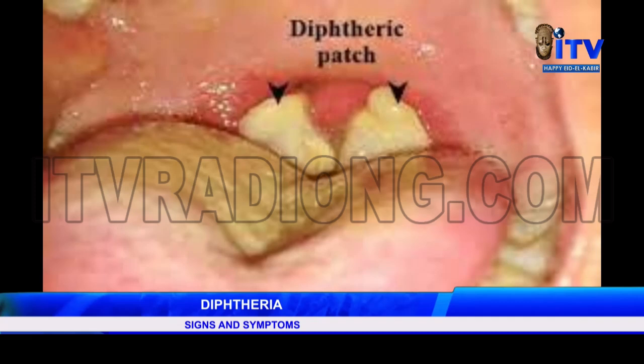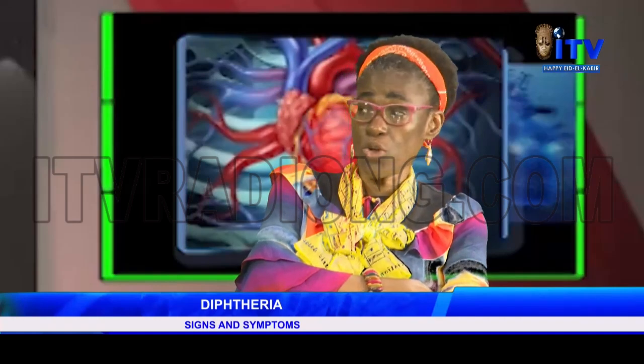Then we have pharyngeal diphtheria, which is the one that causes the sore throat. And when you look in the throat, you will see the grayish, dirty membrane there also. Then we have laryngeal diphtheria, which affects the voice box, and the child presents with changes in the voice, so the voice becomes hoarse. We also have skin diphtheria, what we call cutaneous diphtheria. You have ulcers, and you also have that dirtyish membrane there, and the wound just refuses to heal. And so that's how diphtheria is.